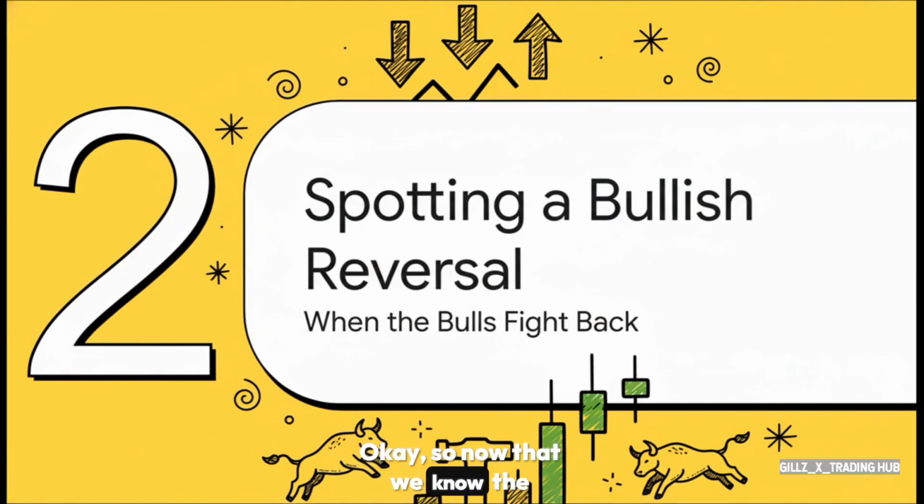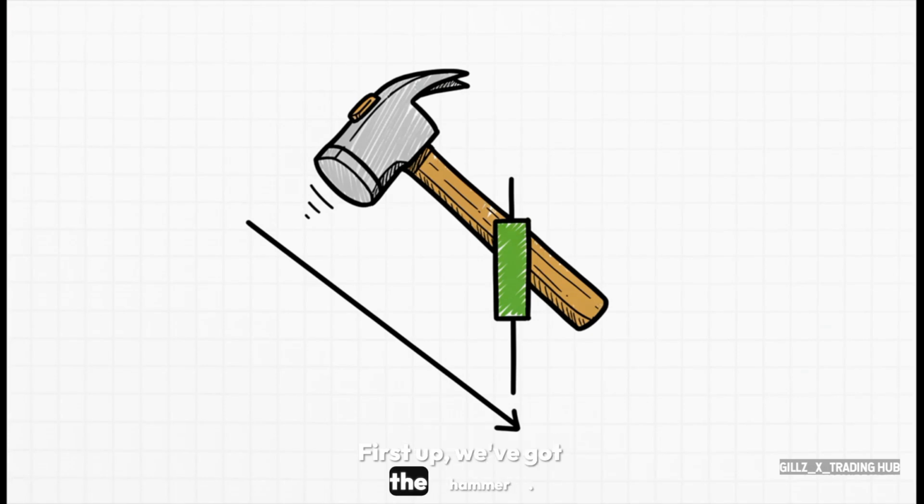Okay, so now that we know the alphabet, let's learn a few words. We'll start with what are called bullish reversals. These are patterns that can signal a big shift from a downtrend to an uptrend. They're basically signs of the bulls getting ready to fight back. First up, we've got the hammer. This is a classic single candle signal that looks exactly like its name. And its powerful shape tells a really dramatic story of a comeback.